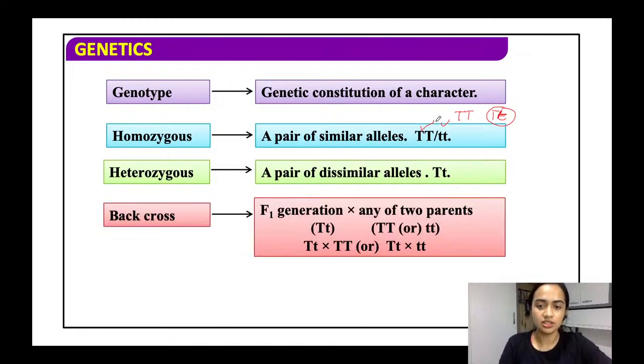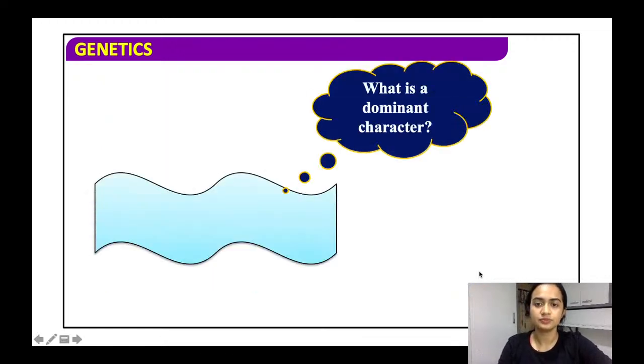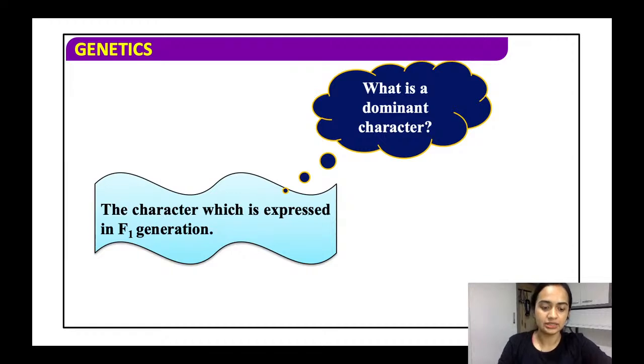Now coming to an interesting concept called back cross. In a back cross, we cross the F1 generation with a parent, whether homozygous or heterozygous, to try to find out its trait. That is, F1 with any of the two parents, and test cross is crossing F1 with the recessive parent. All right. Now, what is a dominant character? The character which is expressed in the F1 generation is always termed as the dominant character. I hope this is clear.